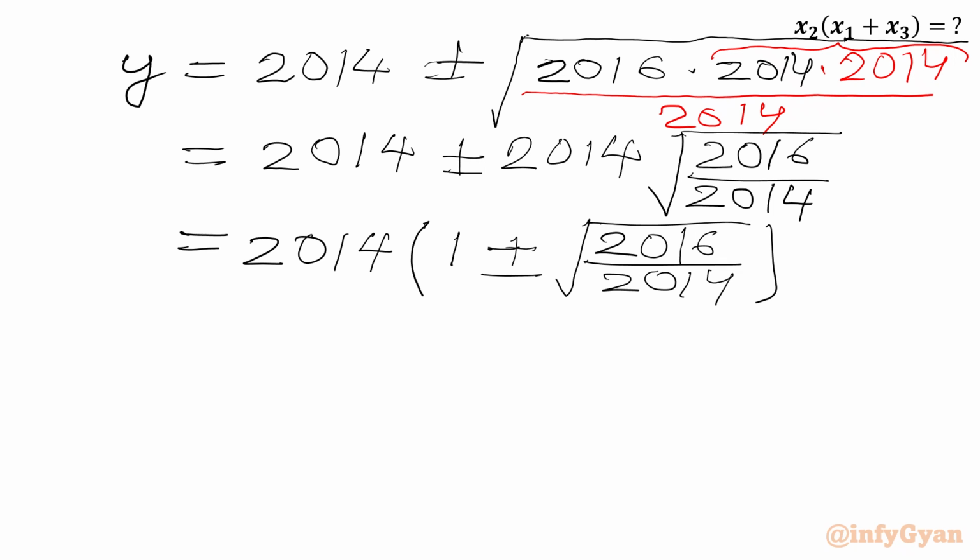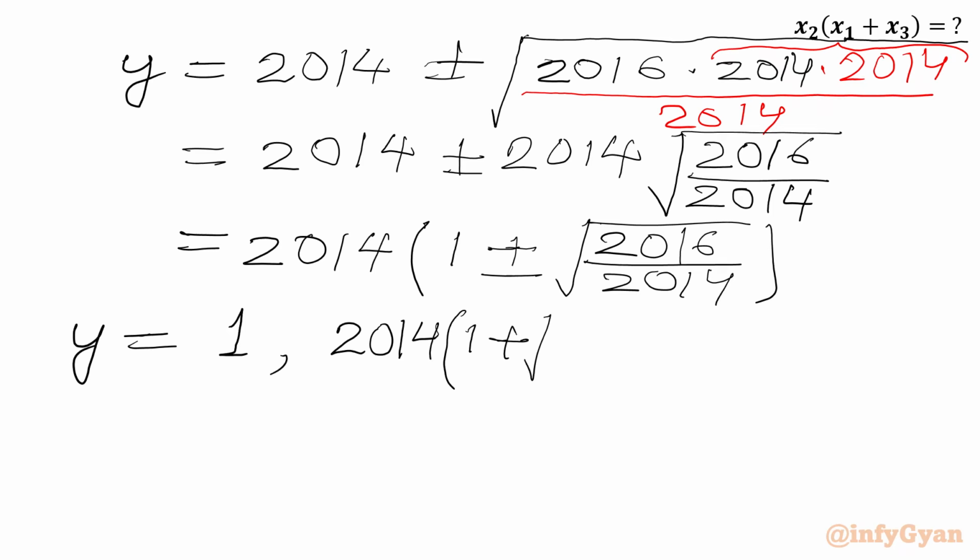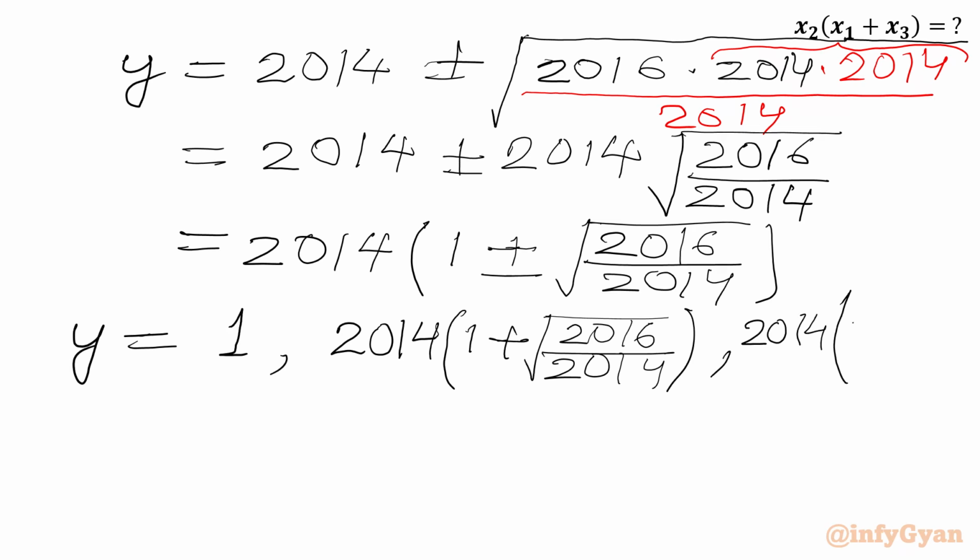Now I will write two values from here, and our base solution was y equal to 1. So let me write all the three solutions. y equal to 1, y equal to 2014 in the bracket 1 plus square root 2016 over 2014, and our third real root would be 2014 in the bracket 1 minus square root of 2016 over 2014.